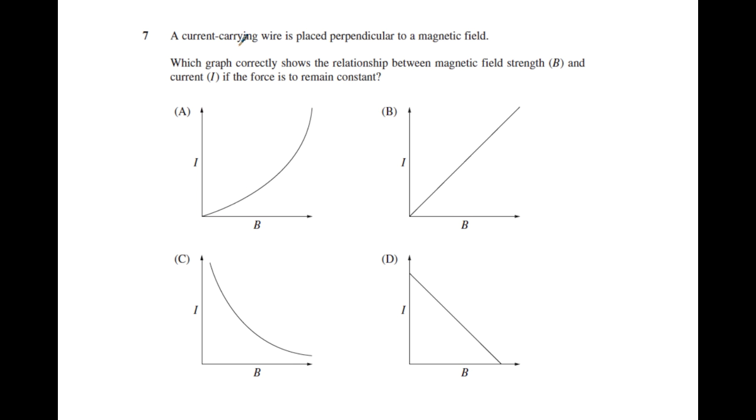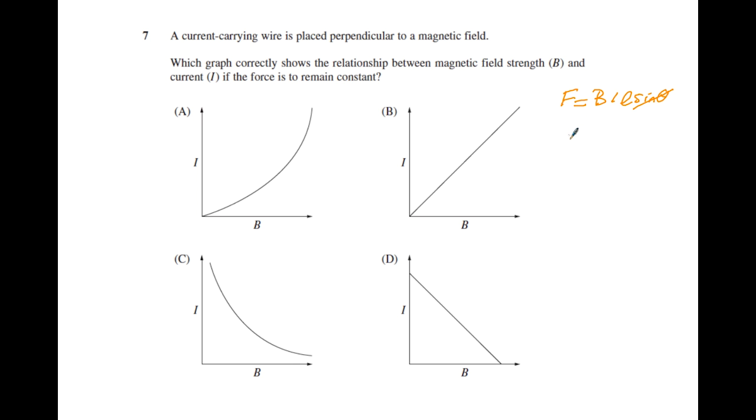Well, first of all, it's about a current carrying wire placed perpendicular to the magnetic field, and it's a relationship between the magnetic field strength and the current if the force remains constant. If you know your physics, this is all about F is equal to BIL sine theta. In other words, the motor effect. The force is determined by B, the magnetic field strength, I, the current, L, the length of wire, and sine theta being the angle that the wire is in. Well, it's perpendicular, so we can get rid of the sine theta.